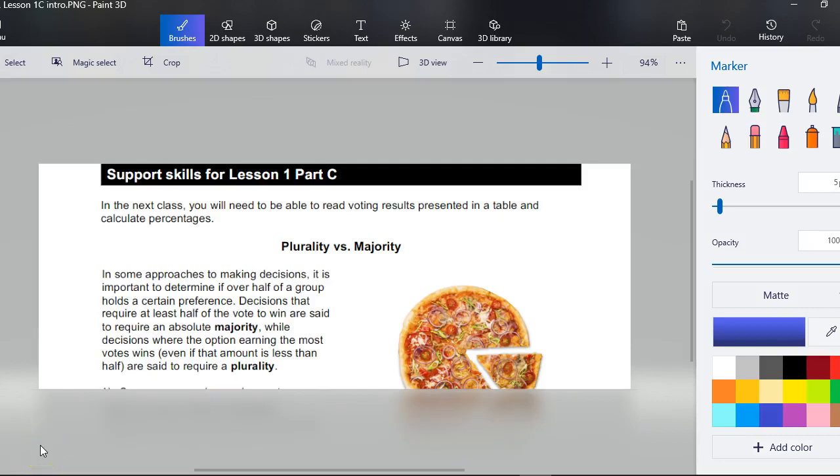Welcome to Lesson 1C. I want to remind you that you need to print your worksheet so that you have it beside you because several parts you need to do before watching the video. As we get started, it does say at the top, in the next class you will need to be able to read voting results presented in a table and calculate percentages.